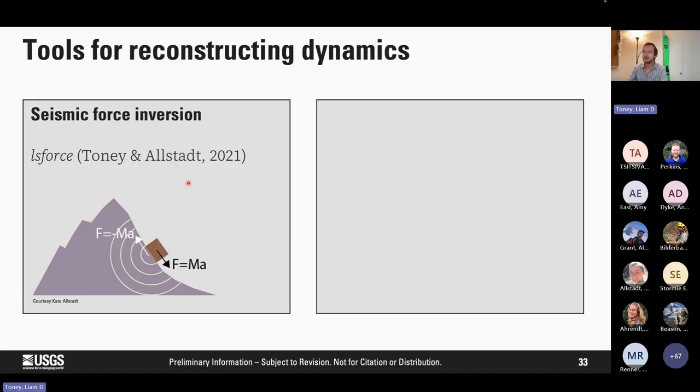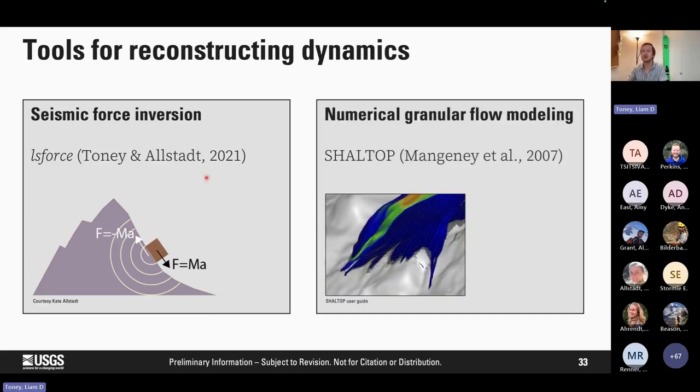But given we had a DEM and an estimate of the source volume and geometry, we also performed numerical granular flow modeling. This is using the model ShallTop, which is a depth-averaged thin layer approximation to granular flow. ShallTop has a number of rheological parameters, and we did an interesting approach where we tuned the parameters of the model, which we don't necessarily know a priori. We tuned them to match our observations from data. So we are able to get the center of mass force time series from this model as well as from our force inversion. And so we were able to optimize our parameters to match what we observe from the force time series from the force inversion.